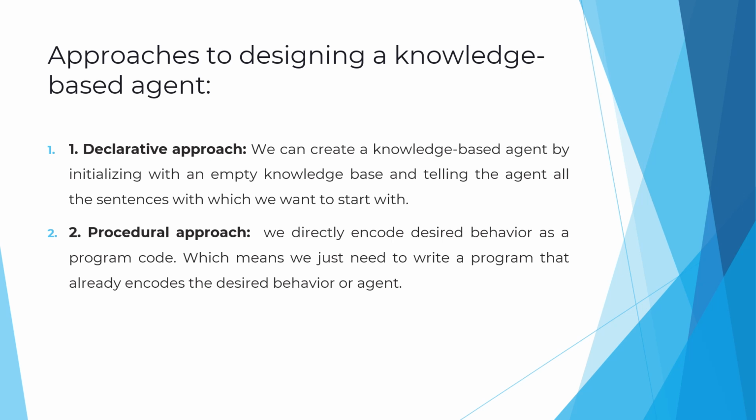Next, we are going to see approaches to designing a knowledge-based agent. Here, there are mainly two approaches to build a knowledge-based agent. First one, declarative approach. We can create a knowledge-based agent by initializing it with an empty knowledge base and telling the agent all the sentences with which we want to start. This approach is called the declarative approach. And the second one, procedural approach. In the procedural approach, we directly encode the desired behavior as program code, which means we just need to write a program that already encodes the desired behavior of the agent.